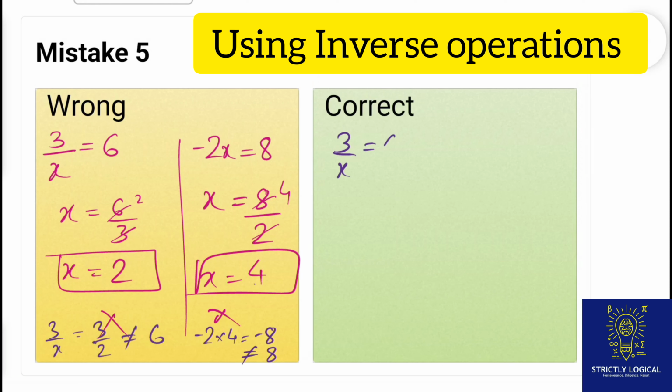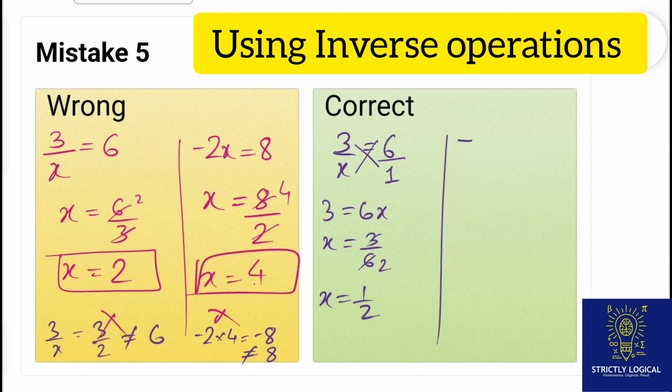As I told you earlier, do write the whole number as a fraction. So 3 by x equals 6 by 1. Now just cross multiply them. 3 equals 6x, which will give you the value of x as 1 by 2. You can cross check, put that 1 by 2 in the equation, you will get 6.